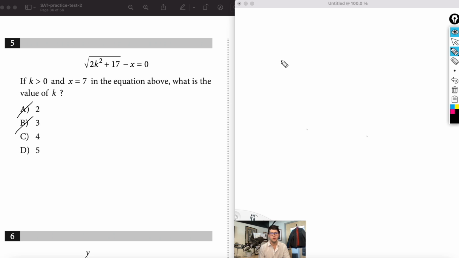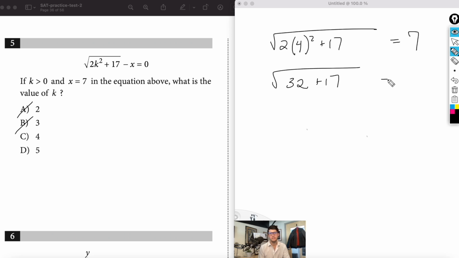So trying out 4, I would say the square root of 2 times 4 squared plus 17, does that equal 7? Right, I had moved this minus x over and made it a plus x. So let's see, that's 2 times 16, which is 32, plus 17, and the square root of that is indeed 7, because that's 49. There's my answer. If it was still too small, then I'd know my answer was 5.